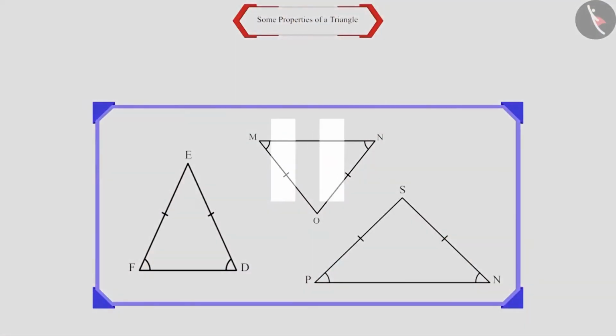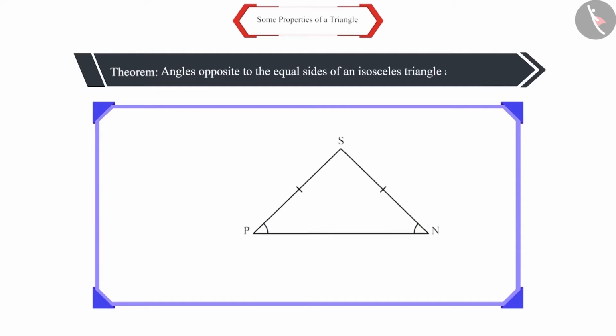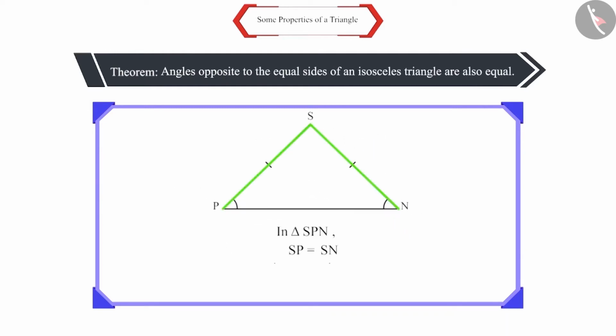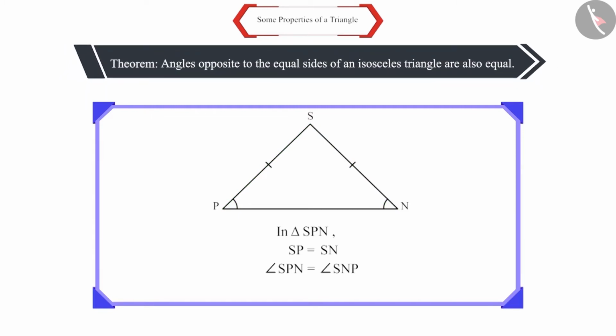Pause the video to repeat this activity for other isosceles triangles. And now you will come to the conclusion that for each isosceles triangle, angles that are opposite to the equal sides are equal. We can write this as a theorem in the following manner. Angles opposite to the equal sides of an isosceles triangle are equal. This is an important result. This can be proved by several methods.